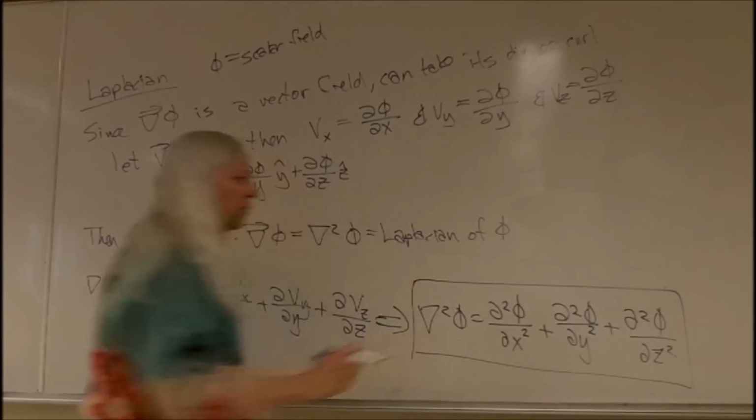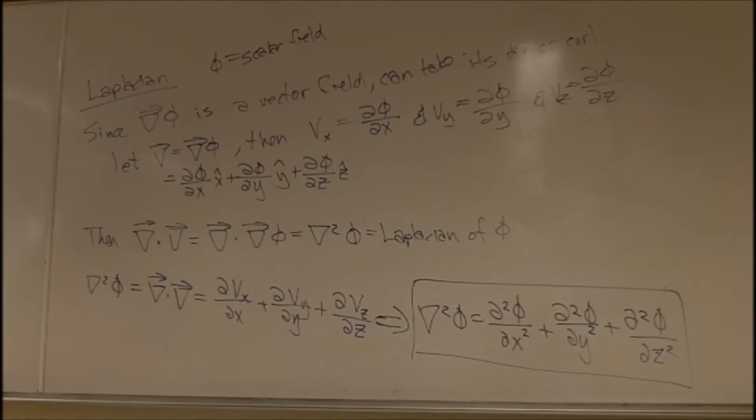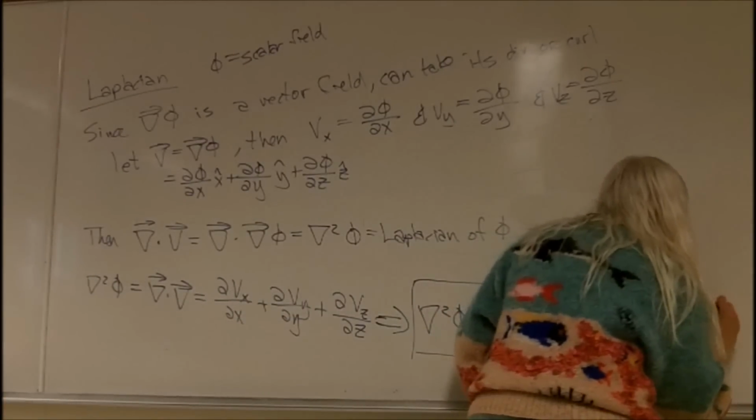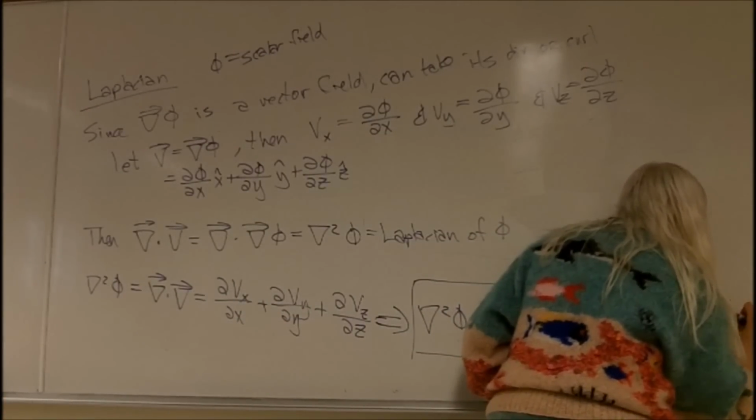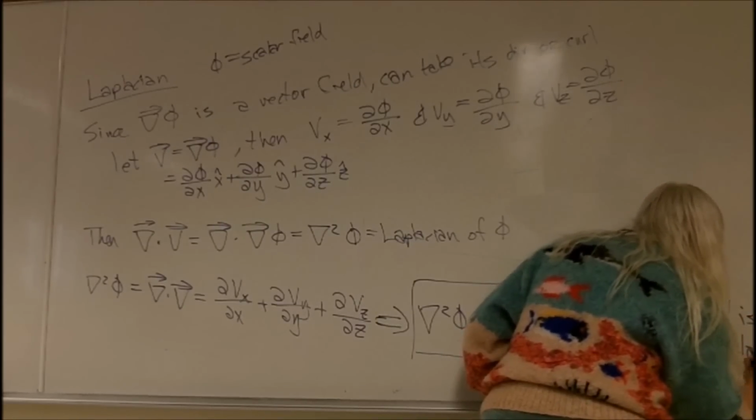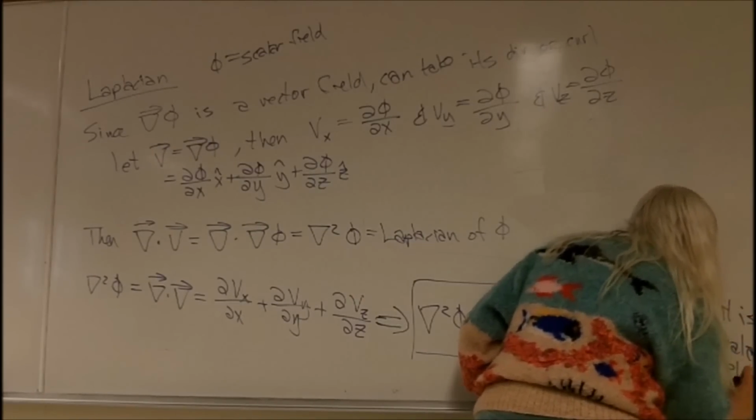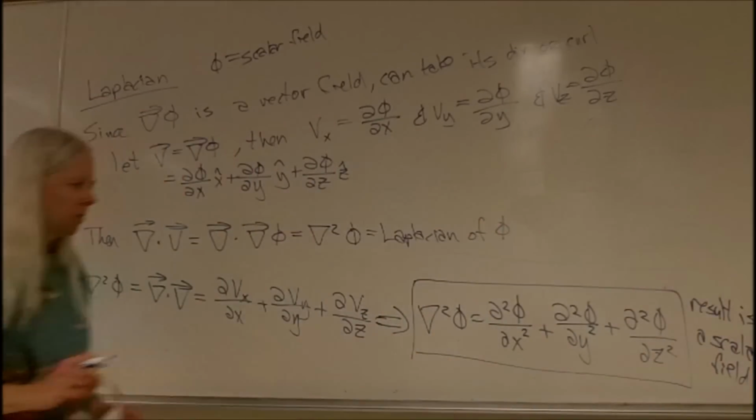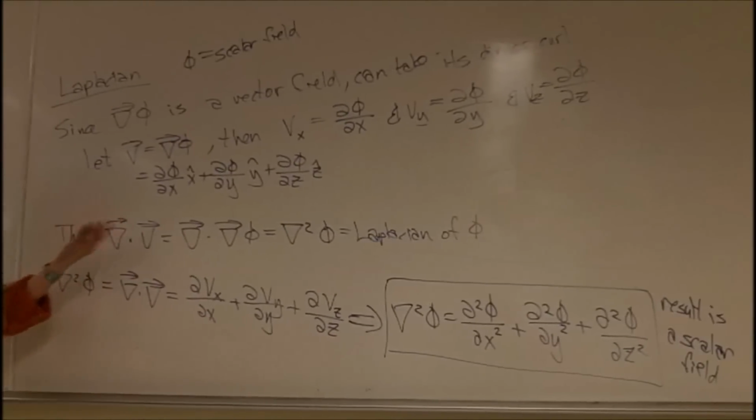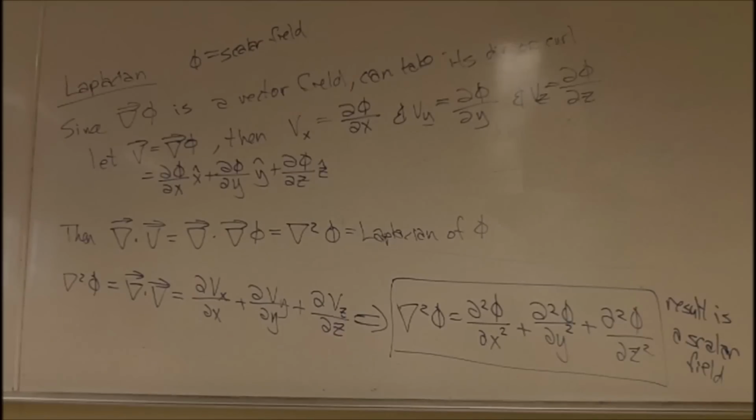Here is our expression for the Laplacian of a scalar field. And notice that the result of this is a scalar field. Okay, there's no unit vectors in our result, so it's a scalar, not a vector. And in fact, we know that because it's the divergence of a vector field, and we know that always gives us a scalar field. Okay?